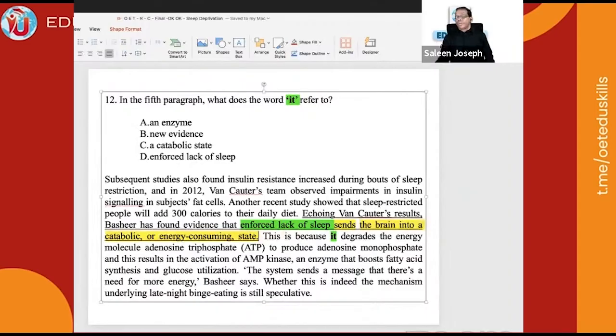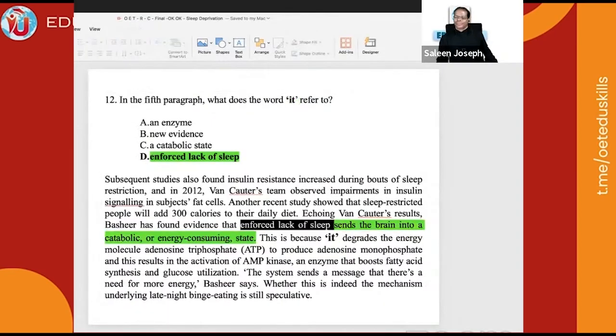I said you have to go to the first strategy. What I explained about lexical questions is go to the previous sentence and the subject of the previous sentence. Here the previous sentence is enforced lack of sleep sends the brain into a catabolic or energy consuming state. This is because it degrades. It means enforced lack of sleep degrades the energy molecule, adenosine triphosphate. Correct? Yes. So what is the answer? D. The option D, enforced lack of sleep, the subject of the previous sentence. Clear, no? Yes, Father.